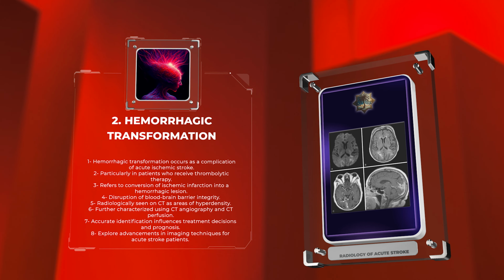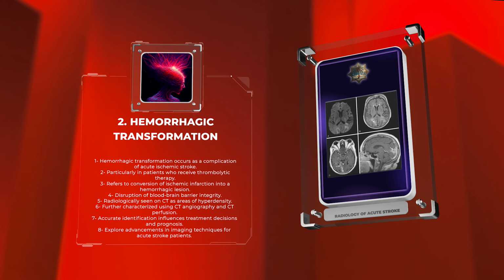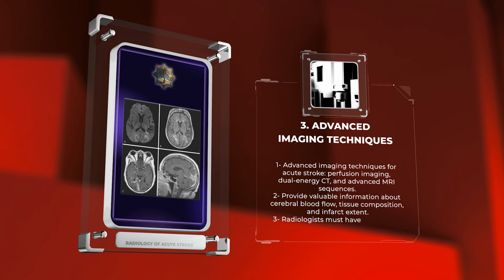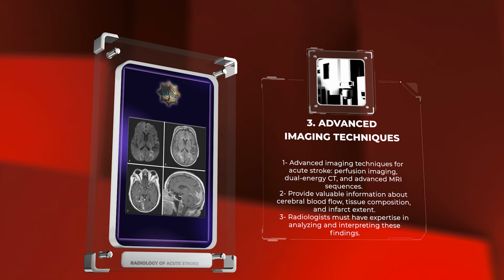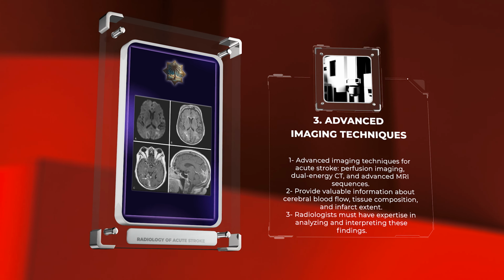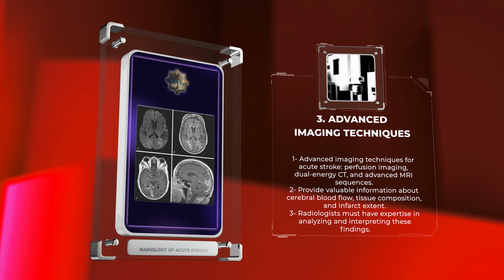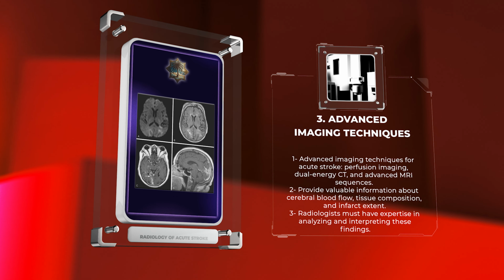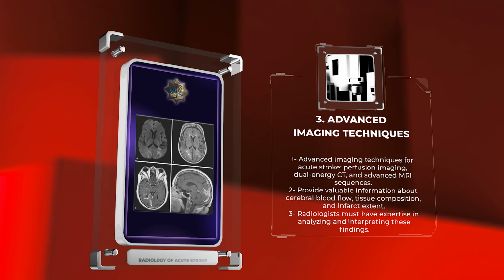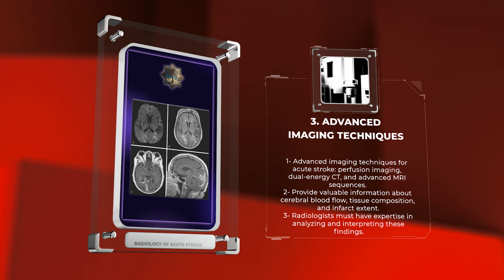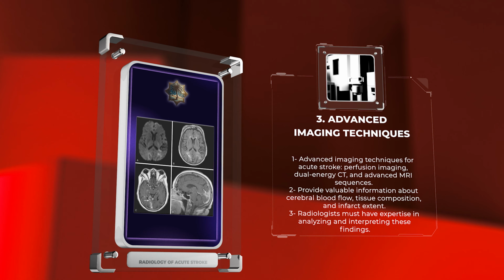Let's now explore the advancements in imaging techniques that aid in the assessment of acute stroke patients. In this section on advanced imaging techniques for acute stroke, we will discuss perfusion imaging, dual energy CT, and advanced MRI sequences. These techniques provide valuable information about cerebral blood flow, tissue composition, and infarct extent. Radiologists must have expertise in analyzing and interpreting these advanced imaging findings. Next, we will cover the role of radiomics and machine learning in stroke assessment.